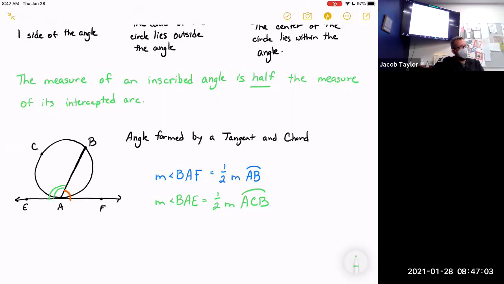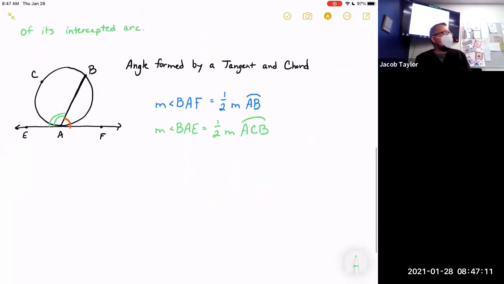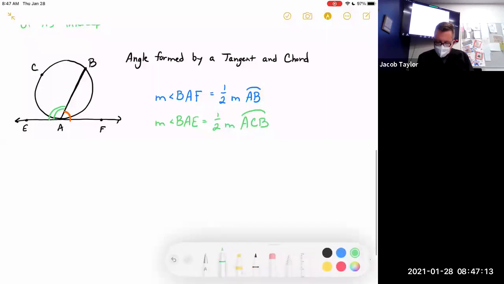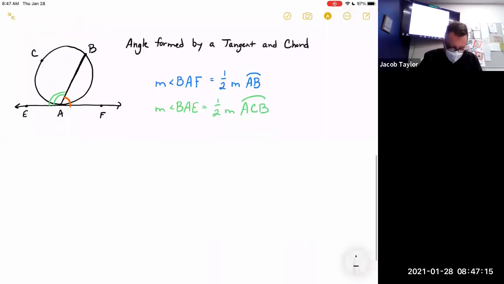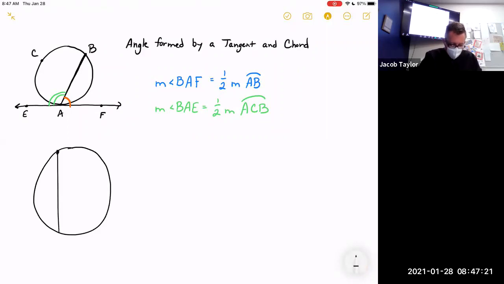So I'm going to show you a few corollaries to these inscribed angles. Corollaries mean conclusions we can draw based on the rules that we've just talked about. Let me show you a really common type of inscribed angle. This is kind of a cool looking diagram here we're going to do. We're going to do two chords.